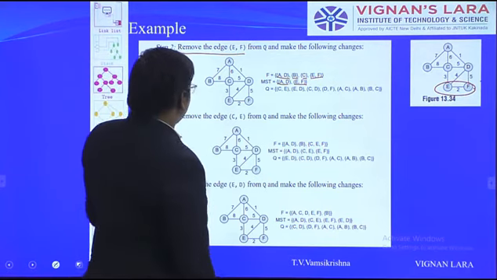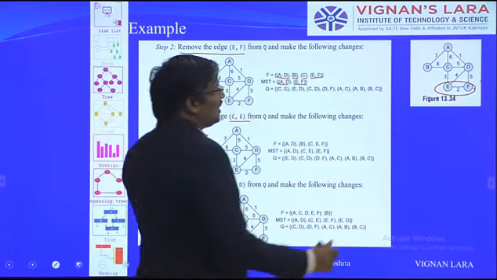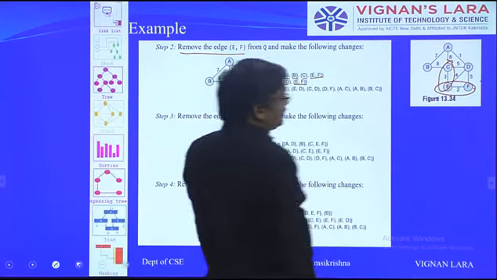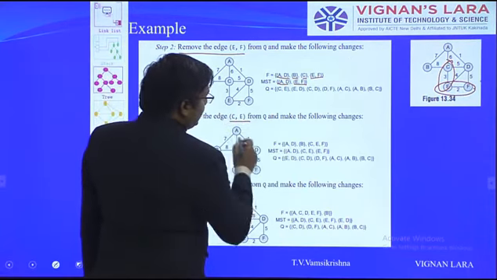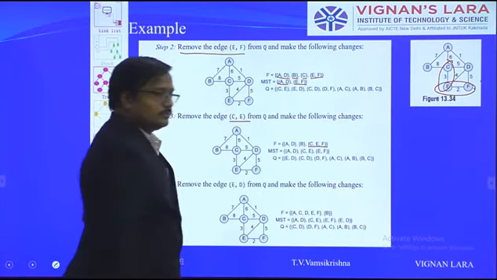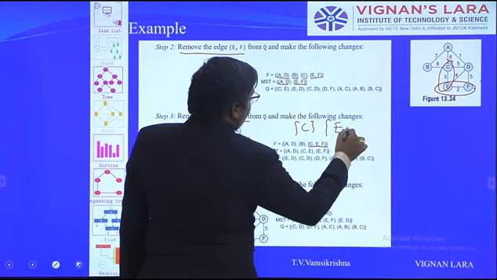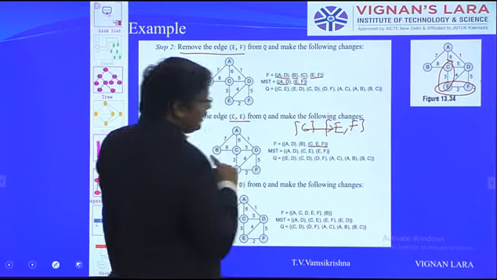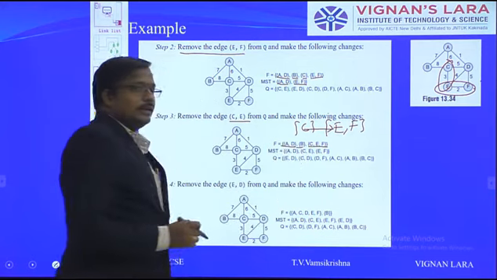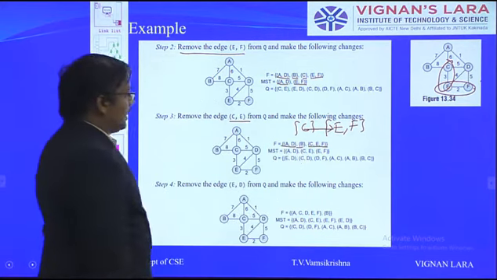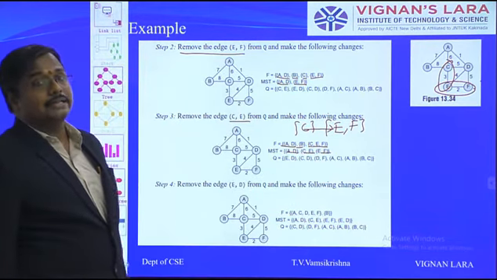So next, in the third step, we are selecting C comma E. C comma E is the next minimum cost edge, say 3. So doing the same thing, whenever we are selecting C comma E, C is already one component, E comma F is one component. When we merge these two, the resultant component is C, E, F. B is one component, A comma D is one component. So we are adding A comma D, C comma E, E comma F into the minimal spanning tree set.